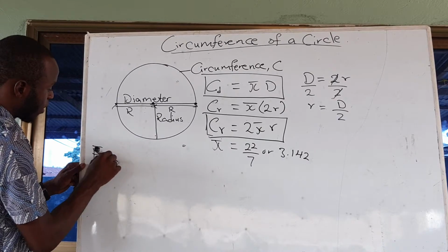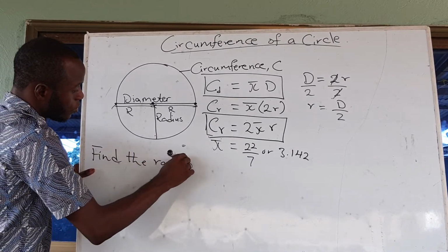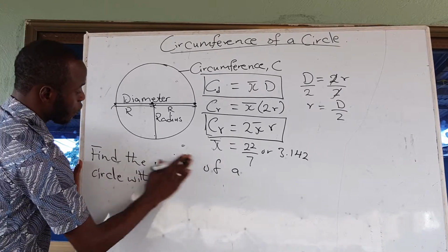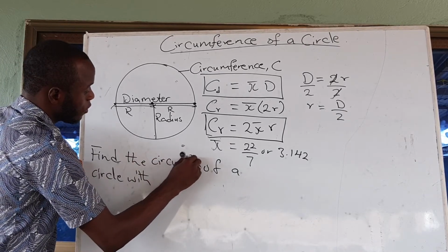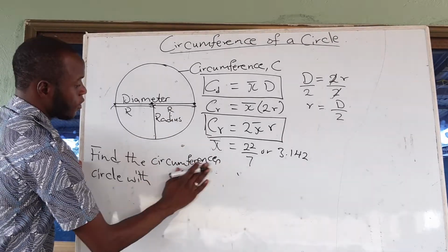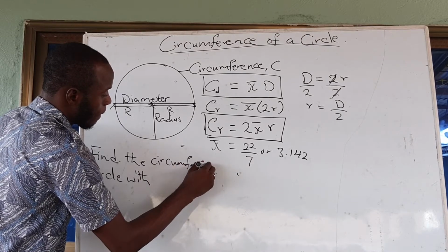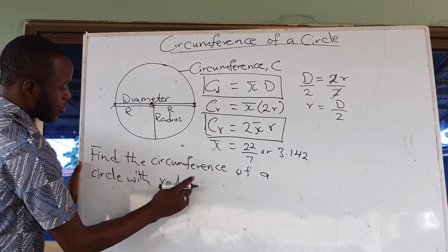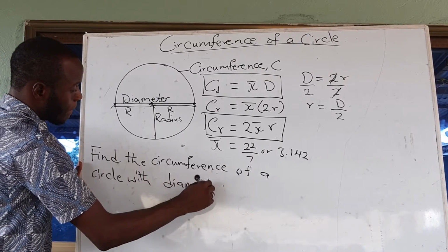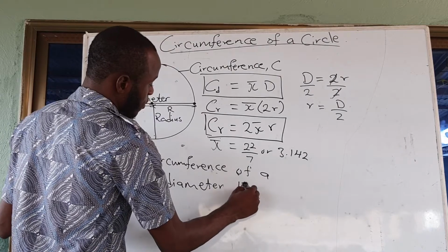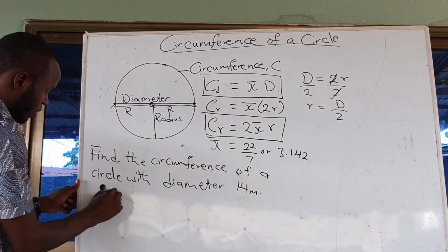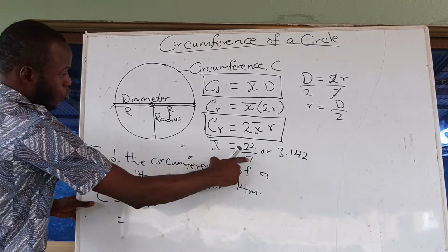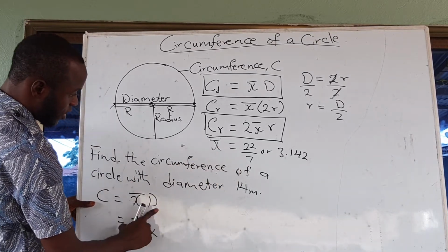So now if we are to find the circumference of a circle, let's start with the diameter. With diameter, say 14 meters. Okay, now we know that circumference using the diameter is equal to pi d. Okay, so now let's take pi to be equal to 22 over 7. So 22 over 7 times d is what?